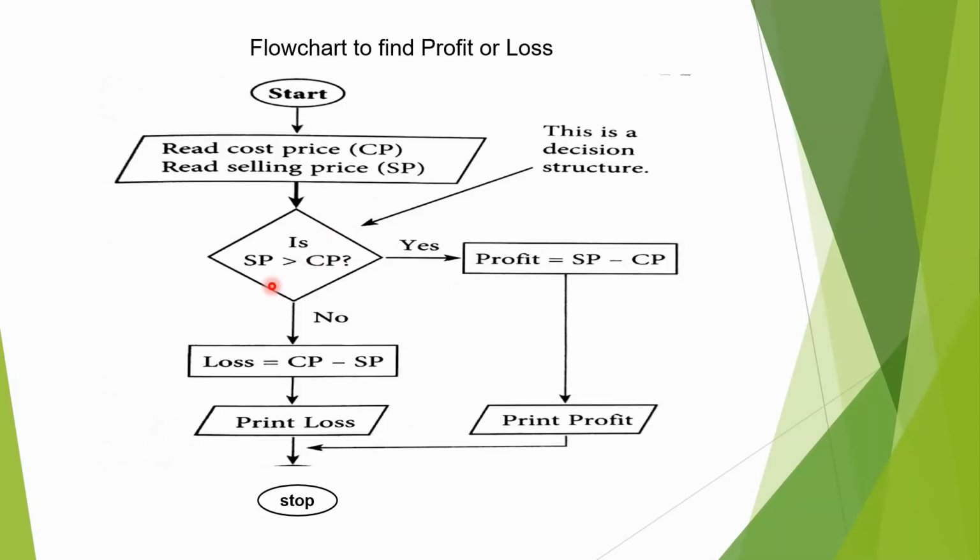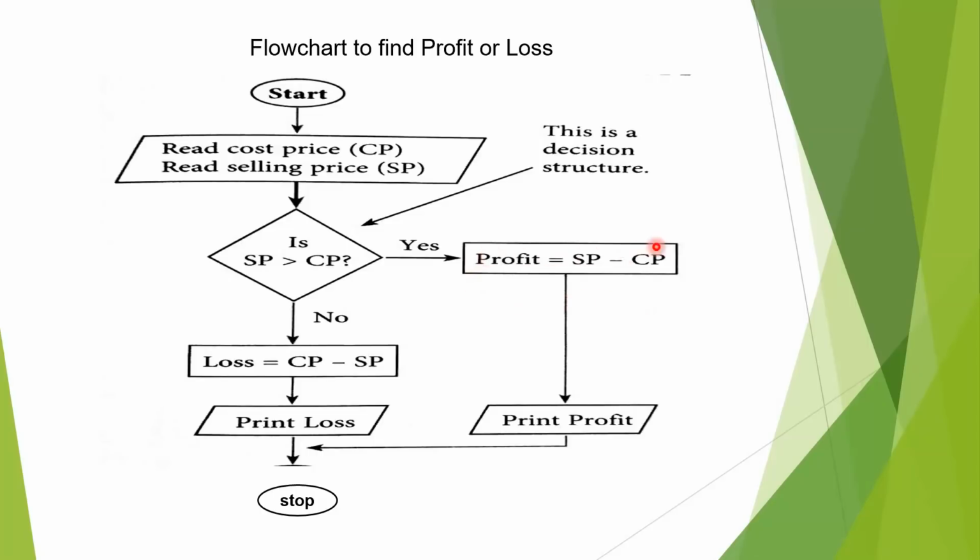Is SP greater than CP? Is the selling price greater than the cost price or no? Yes or no? If it is yes, it should do like this. If it is no, it should do like this. If SP is greater than cost price, it should calculate profit is equal to SP minus CP, that is selling price minus cost price.